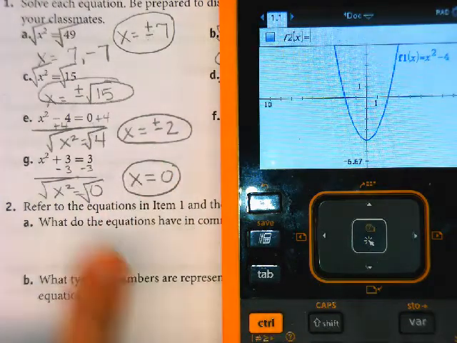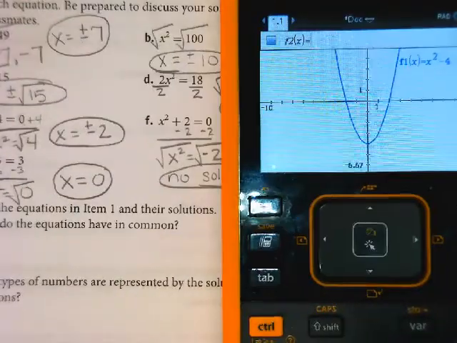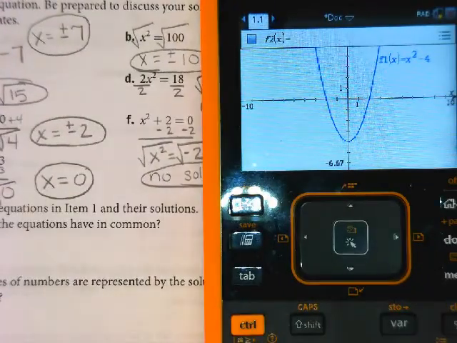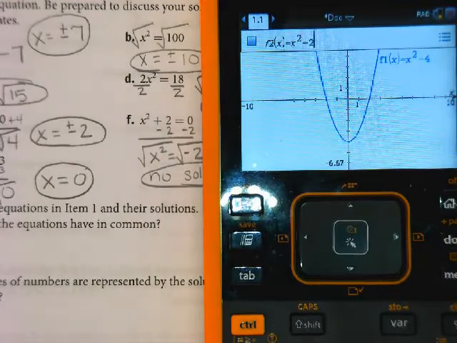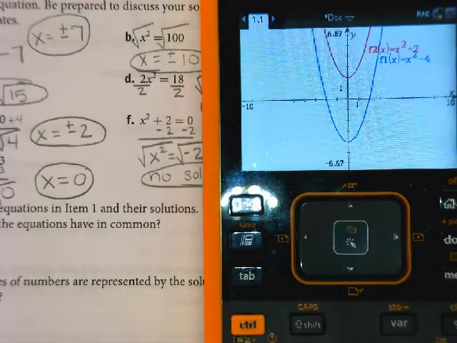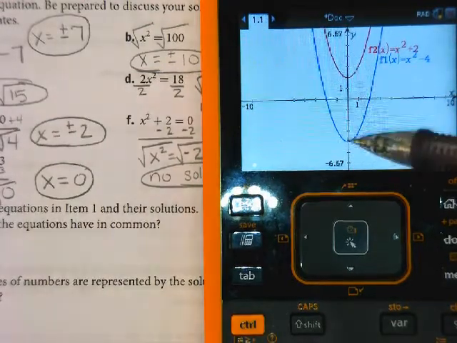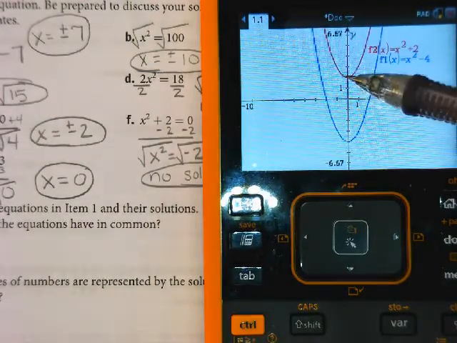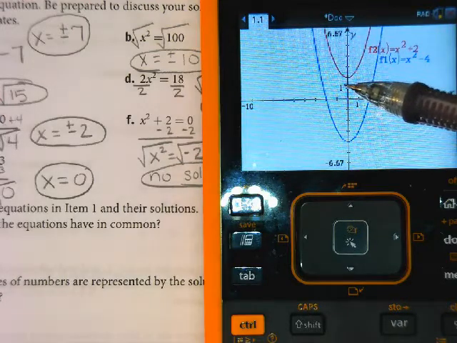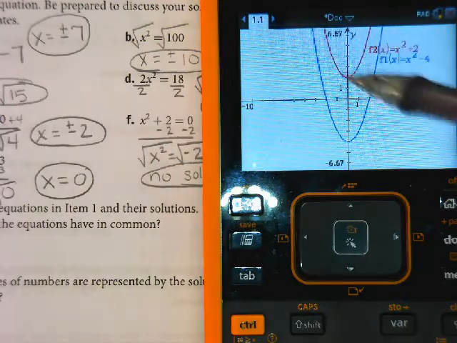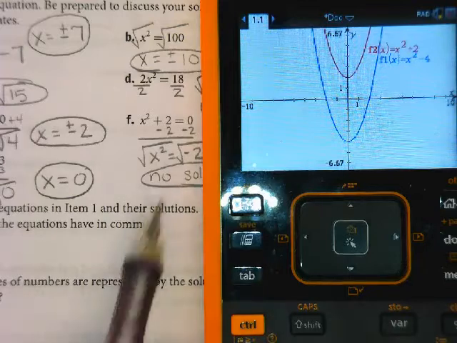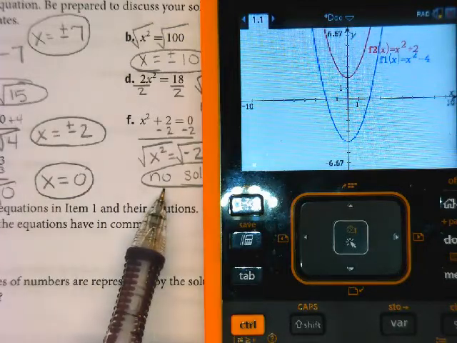Hit tab. Let's put in f. We're saying x squared plus 2. What happened here? Okay, it did shift up 6, but there's no solution. It doesn't touch the x-axis, which is why we have no solution here.